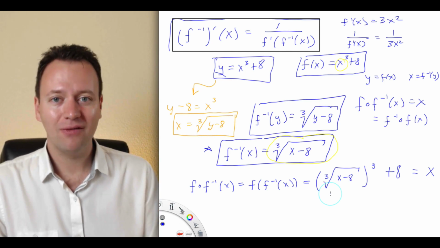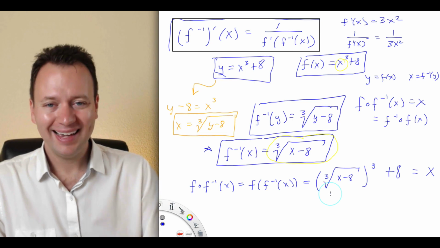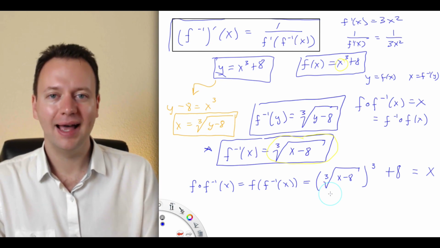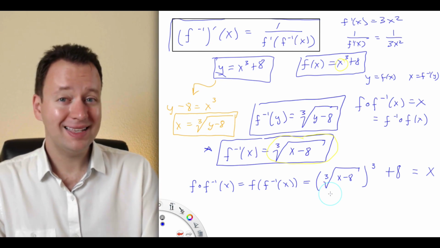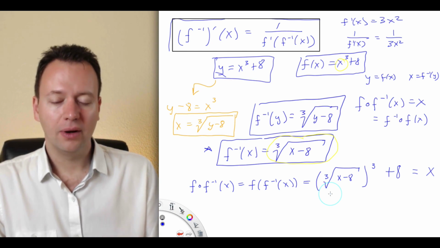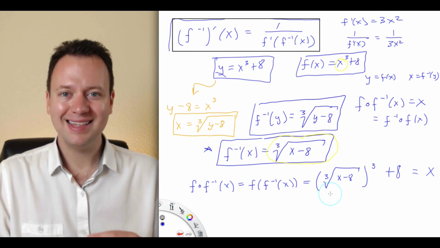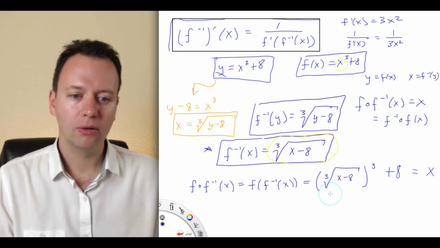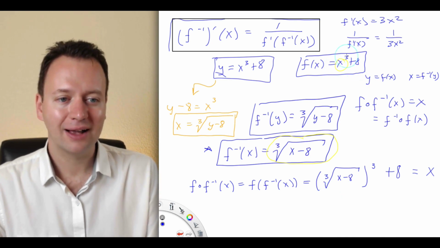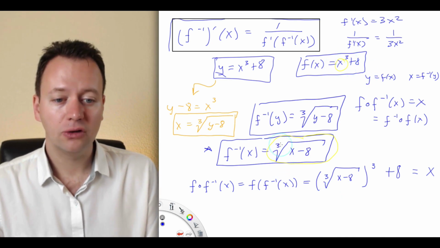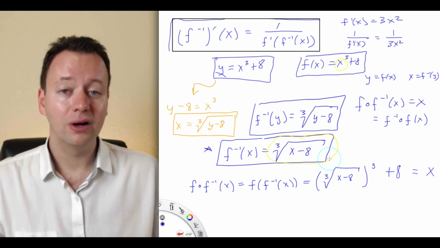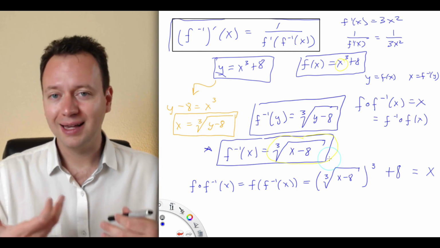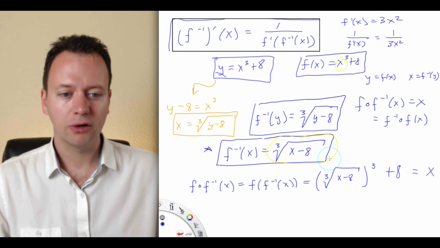Same thing with ln of x versus e to the x. E to the ln of x is x. ln of e to the x is x. Right? So ln of x and e to the x are inverse functions of one another, just like the functions x cubed plus 8 and cubed root of x minus 8 are inverse functions. Just like sine and arcsine are inverse functions.